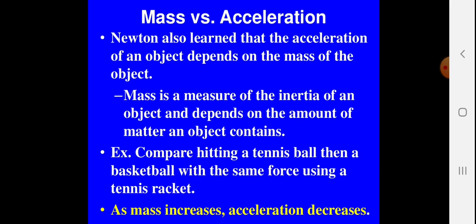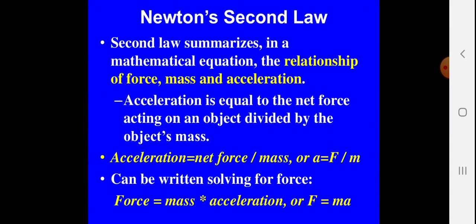As mass increases, acceleration decreases. They are inversely proportional to each other. Newton's second law summarizes in a mathematical equation the relationship of force, mass and acceleration. Acceleration is equal to the net force acting on the object divided by the object's mass. Acceleration is net force upon mass, which is a = F/m.